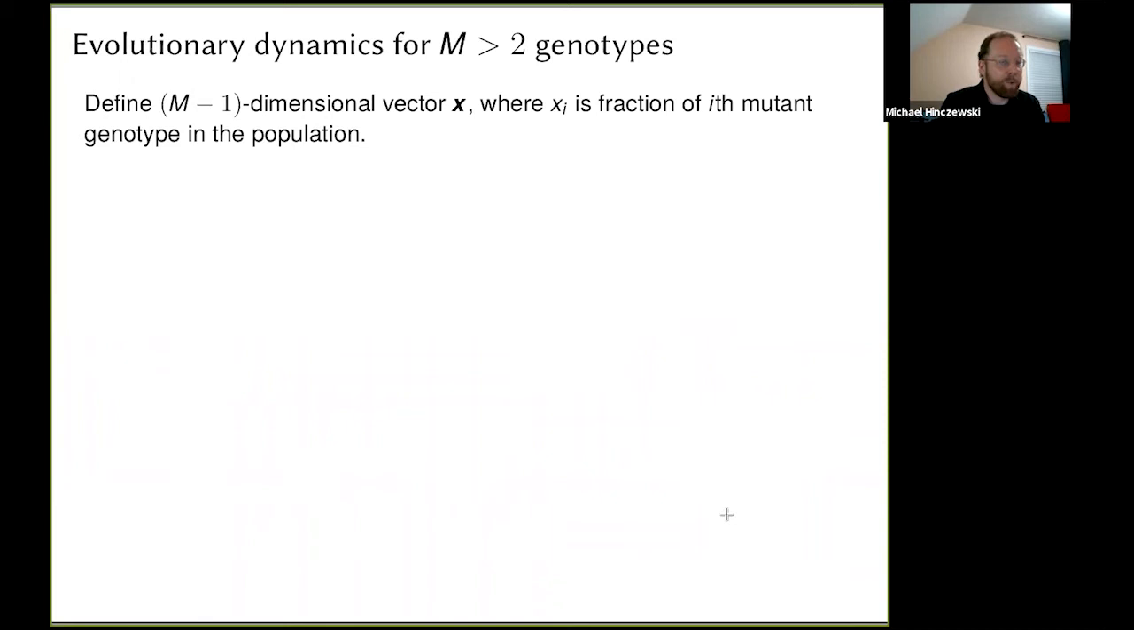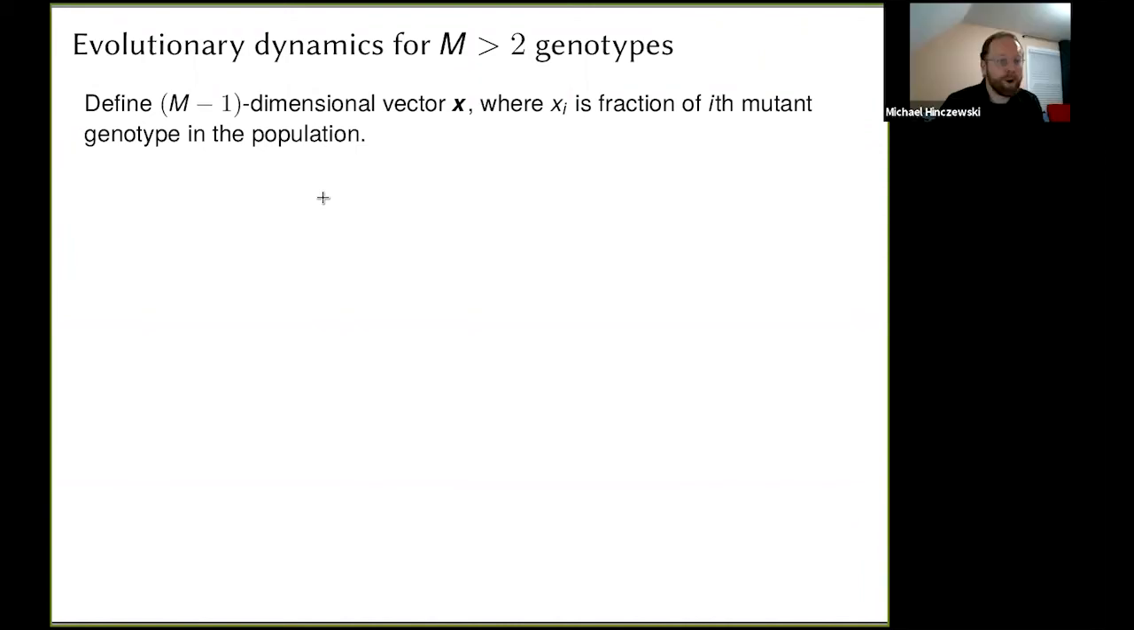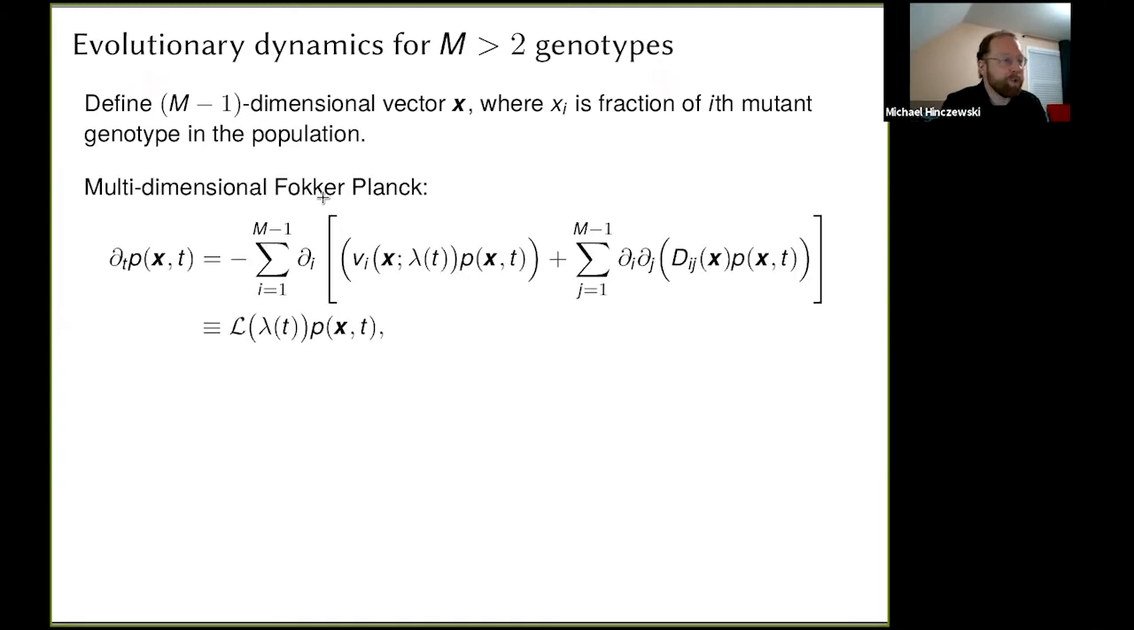So there, it actually works out quite nicely. You define an m-1 dimensional vector where the ith component of that vector is just the fraction of the ith mutant in the population. And you don't need to specify the last one because you know that the last one, for example, if there are 16, you know that the fraction of the 16th one is just 1 minus the sum of the fractions of the previous ones. So you only have to worry about an m-1 dimensional space in terms of the dynamics. And you get a multidimensional Fokker-Planck, so it's a generalization of that 1D system that I showed before.